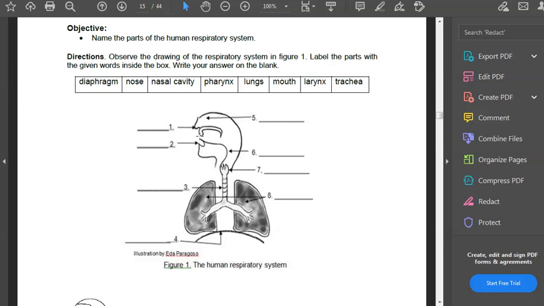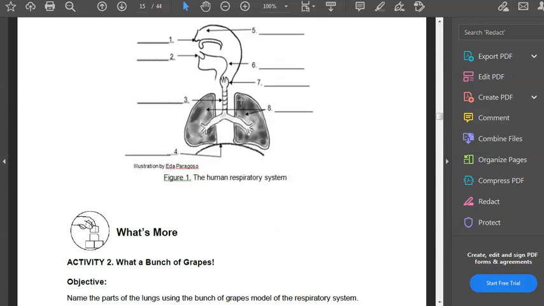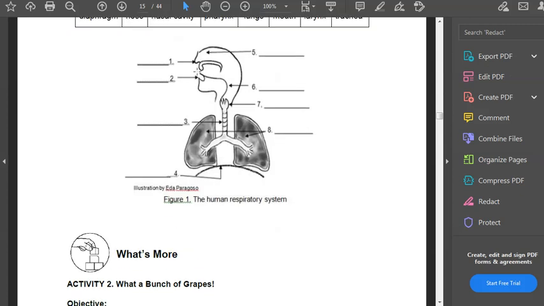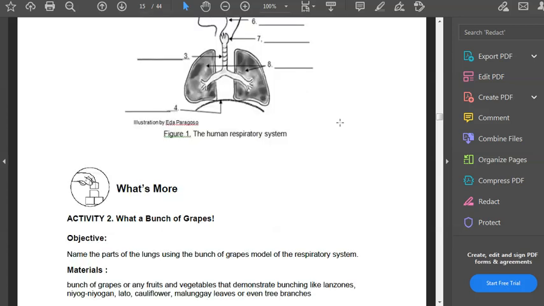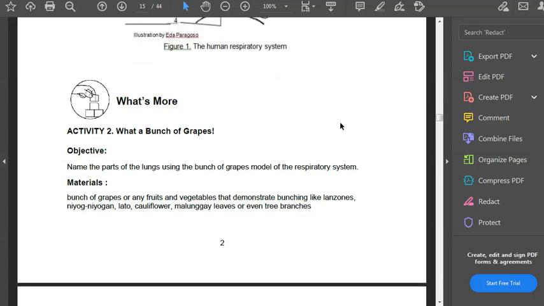That's number 1. Number 2, unsa man ni siya? Okay. So, you just choose your answers here. Alright? You can pause this video while you're answering that. Okay. It says in your weekly home learning plan, after answering that, you have to perform activity number 2.